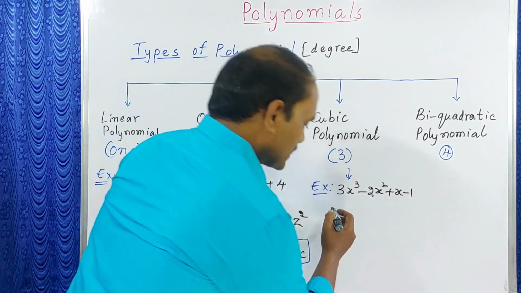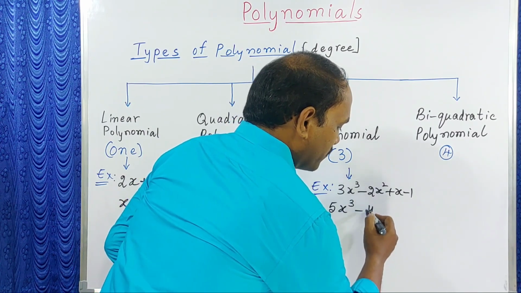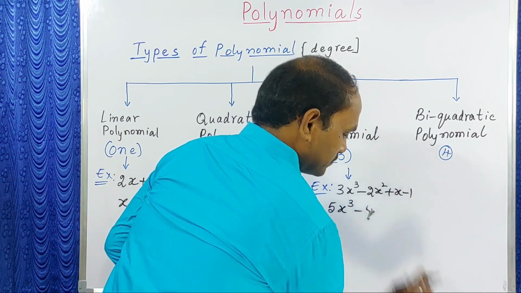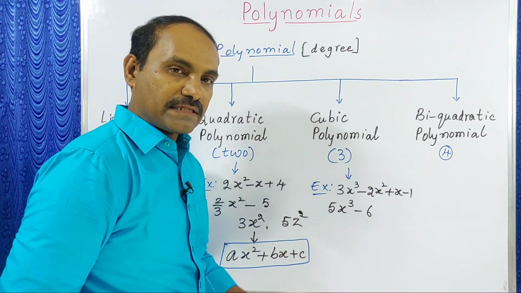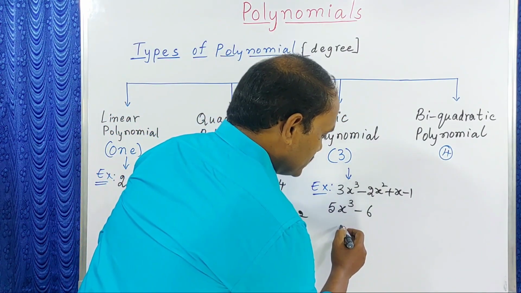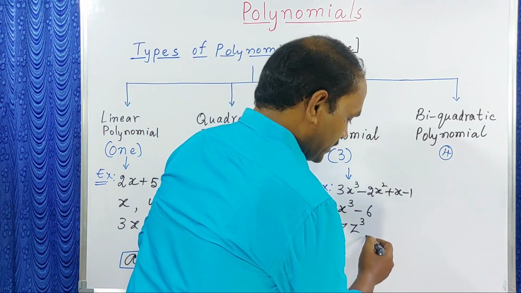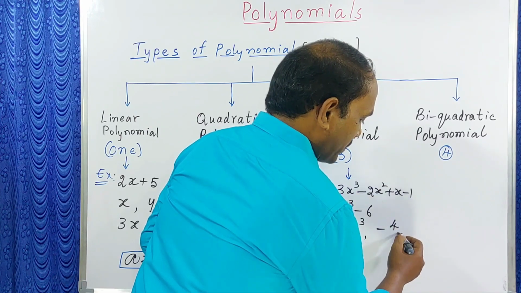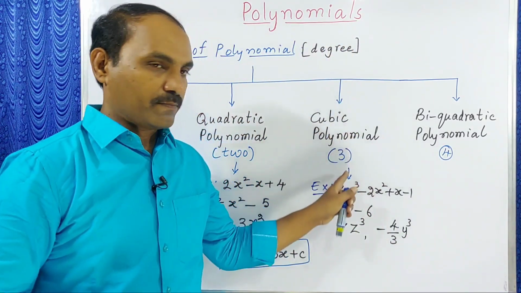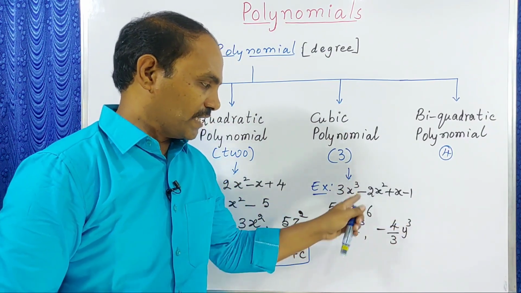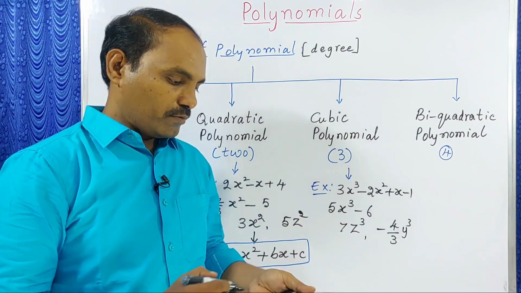Now one more example, 5x cube minus 6. This one also cubic polynomial. And 7z cube, this one also a cubic polynomial. Minus 4 by 3 y cube, this one also a cubic polynomial. Here you should take only degree. Degree of the polynomial is 3. That's why it is a cubic polynomial.